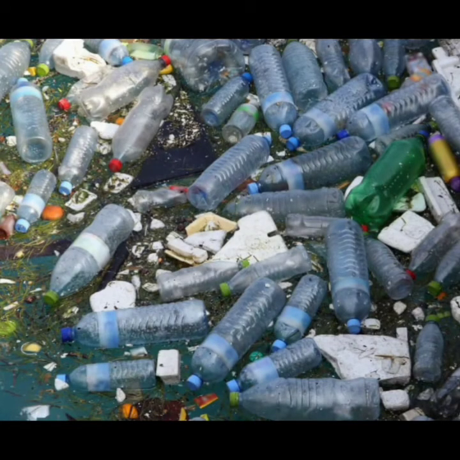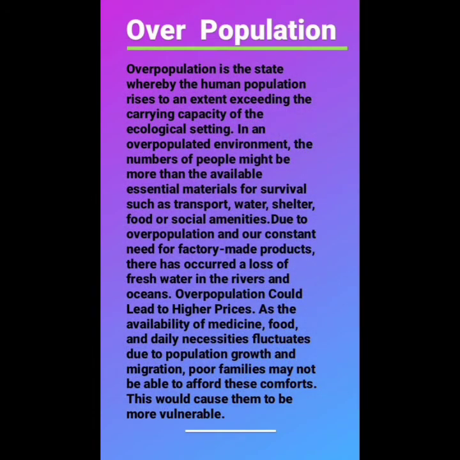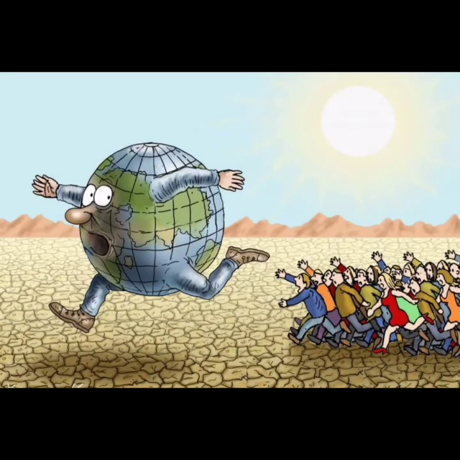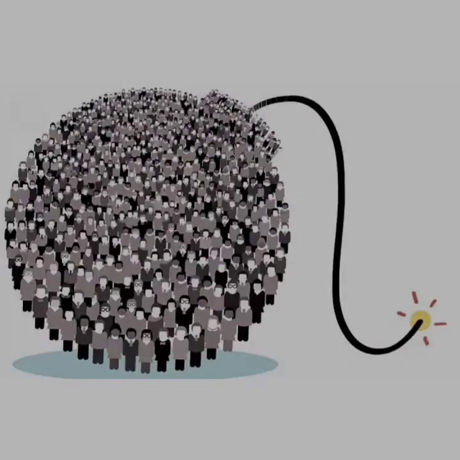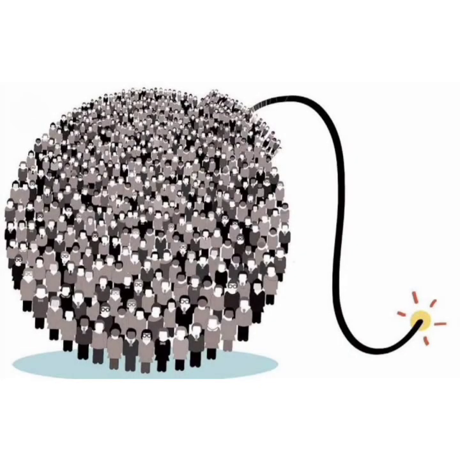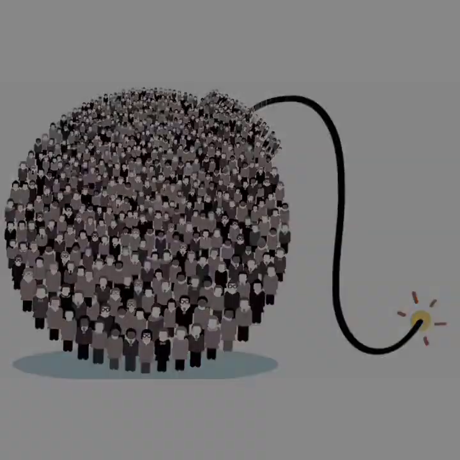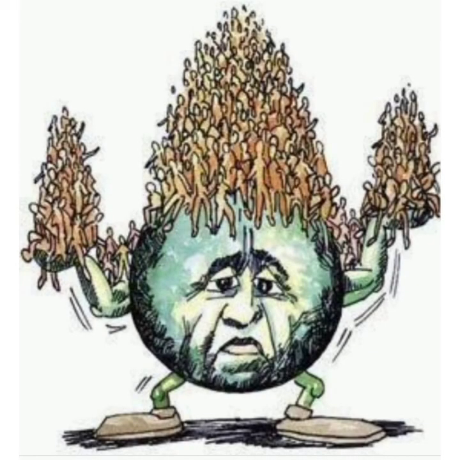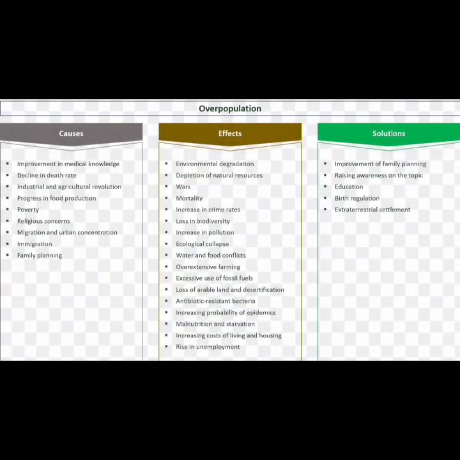persist in the ecosystem. Another major environmental problem faced by us is overpopulation. Overpopulation is the state whereby the human population rises to an extent exceeding the carrying capacity of the ecological setting. In an overpopulated environment, the number of people might be more than the available essential material for survival, such as transport, water, shelter, food, or social amenities.